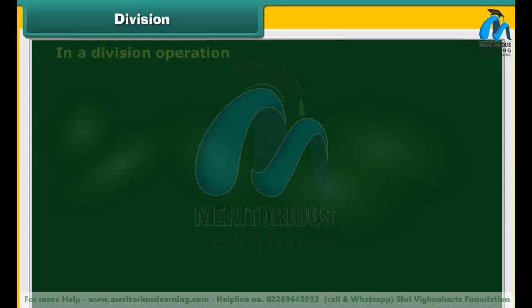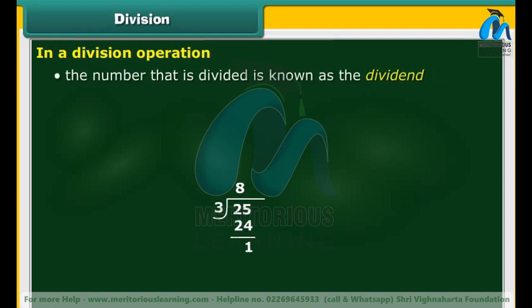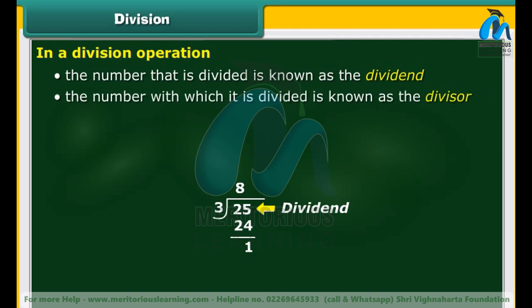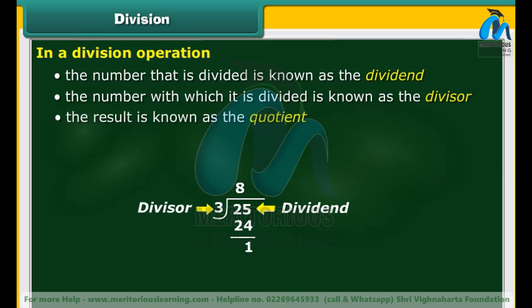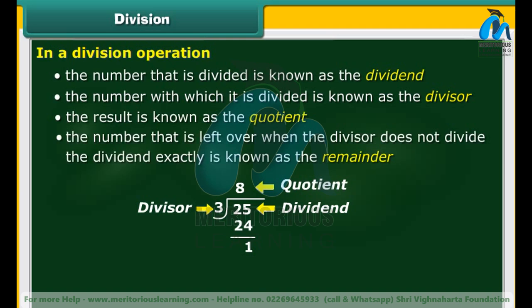Division. In a division operation, the number that is divided is known as the dividend. The number with which it is divided is known as the divisor. The result is known as the quotient, and the number that is left over when the divisor does not divide the dividend exactly is known as remainder.